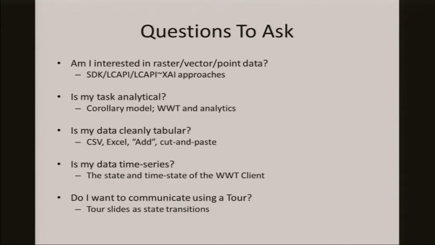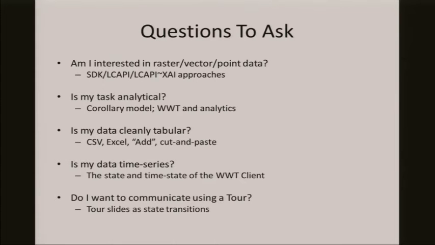Is my data time series? And this is getting back to what I said earlier, that there's a time state. The Worldwide Telescope client has its own clock. It knows what time it is in its little universe. And so you can make that time go to 30 years in the future, 100 years in the past, and you can make it play forward at some speed. You can make it play forward at 10 times, 100 times, 1,000 times. And you can make it play backwards 10 times, 100 times, 1,000 times faster. So orders of 10 time playing forwards and backwards in a given moment in time.